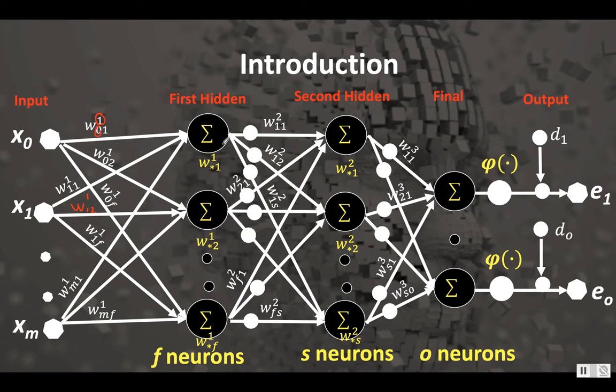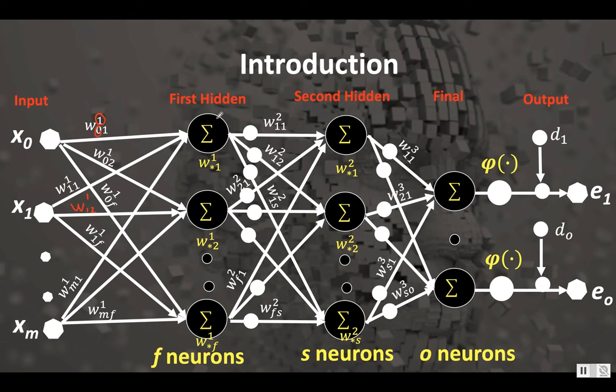Since in the first hidden layer we have F neurons and the total is M inputs, the last input to the last neuron is w^1_MF. 1 means the first hidden layer, M means the M-th input, and F means it goes to the F-th neuron.